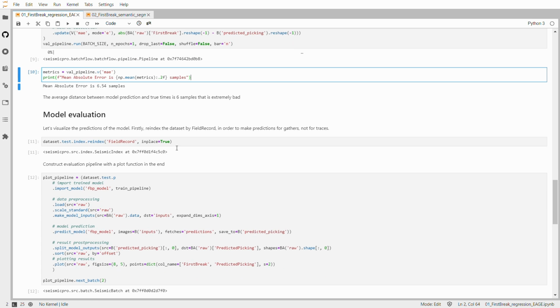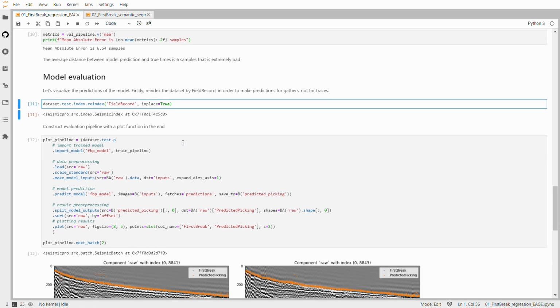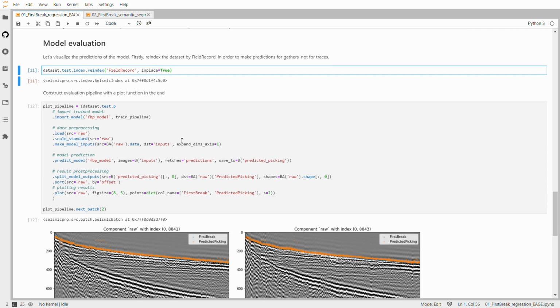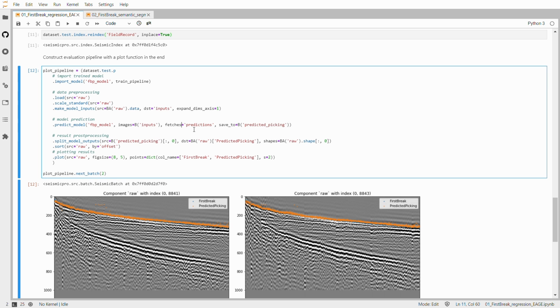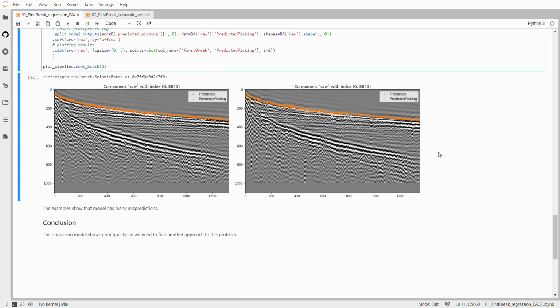Nevertheless, it is always interesting to visualize the results. To do so, we reindex the dataset by field record in order to make predictions for gathers, not for single traces. Also, we construct a pipeline with a plot function in the end. Examples are shown below, and we can notice many mispredictions that confirm that the model reacts to wrong parts of the signal and cannot be used as a solution. So, we need to reformulate the task.